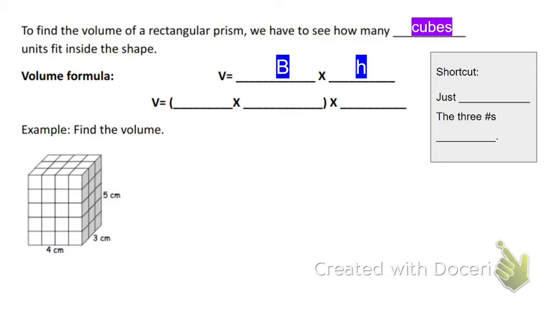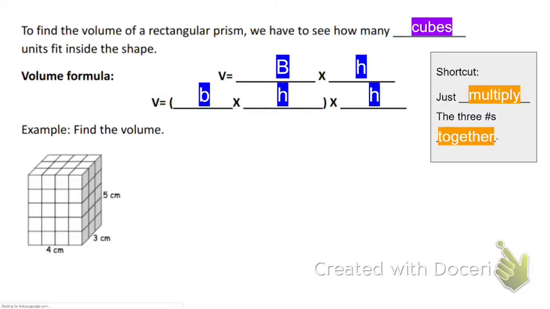Area, we know, is just base times height. So volume is really base times height times height. The shortcut to this is literally to just multiply the three numbers together. You can multiply them together in any order you want to because it is all multiplication. So let's look at this example.